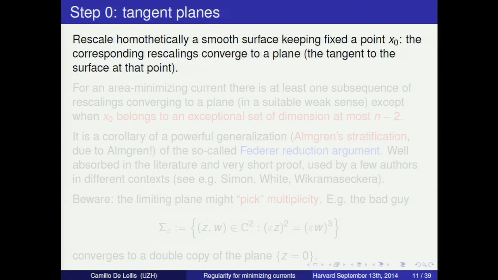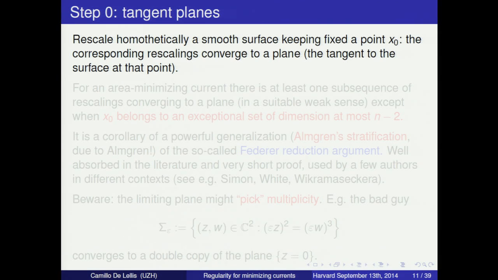If you have a smooth surface and you take a point on the smooth surface and you start rescaling the surface homothetically around this point, in the limit, you get a tangent plane. Right? I mean, this is a manifestation of the regularity of the surface. So you can ask whether something like this happens also for an integral current. Now the type of convergence which I will take is not the convergence of the smooth manifold, which would be uniform or C infinity or C^k, whatever. It's a much weaker convergence.